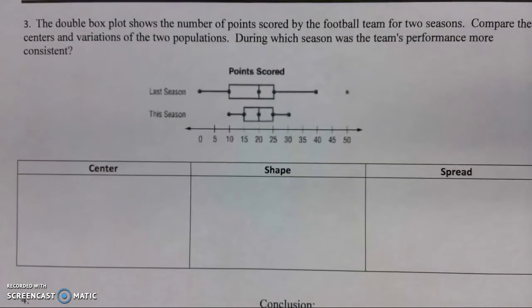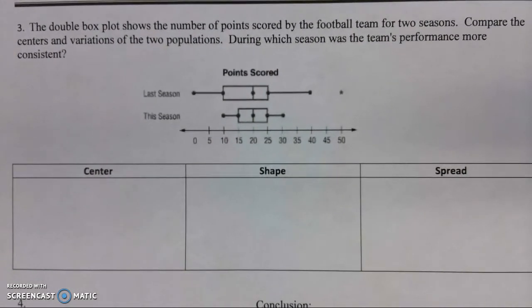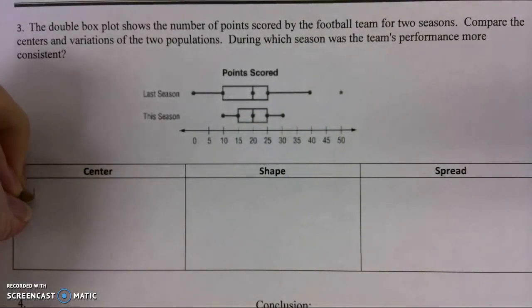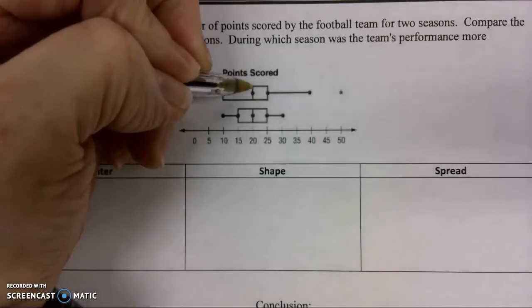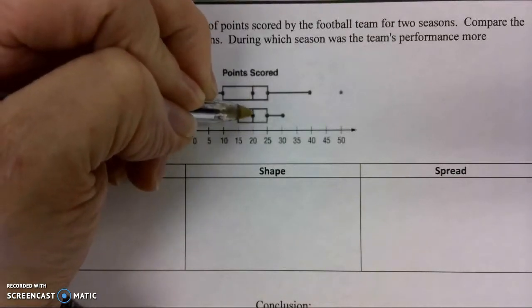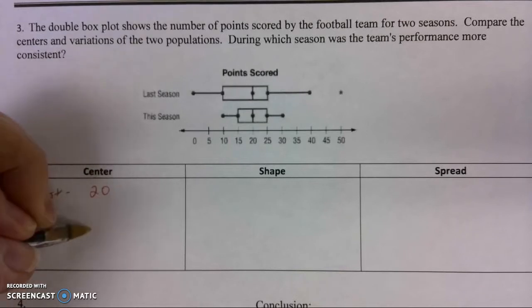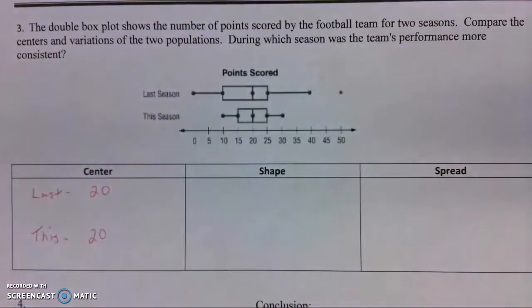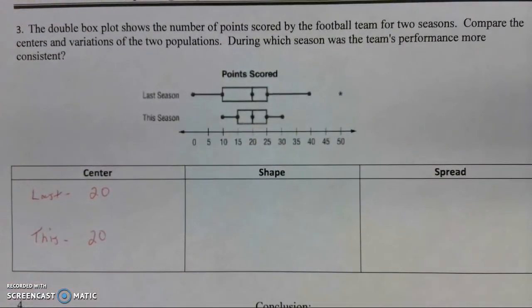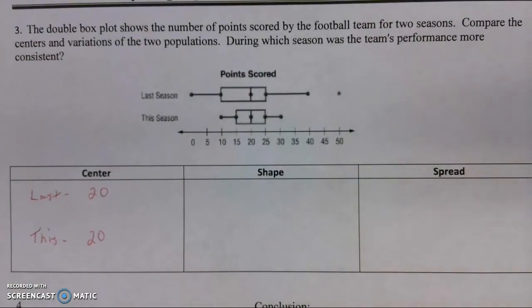Well, this is a box and whisker plot, and because it's a box and whisker plot, the center that I have to use is a median. So let's look at last season's median and this season's median. So last season, the team scored 20. The median is 20. And this season, it looks like the data is the same, that the team scored 20 points during both seasons. But now let's take a look at the shape.